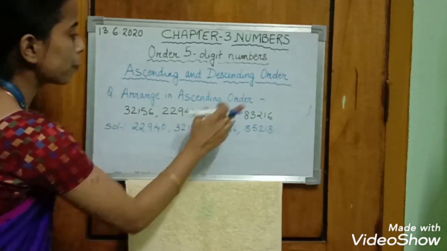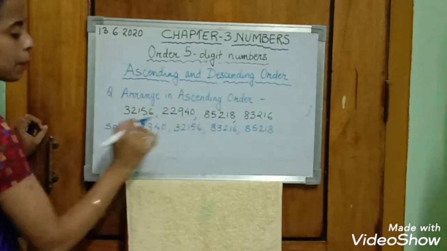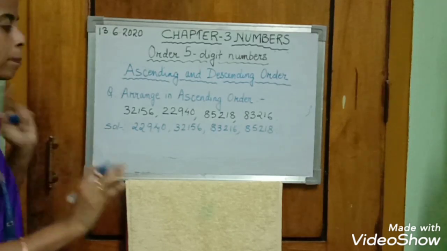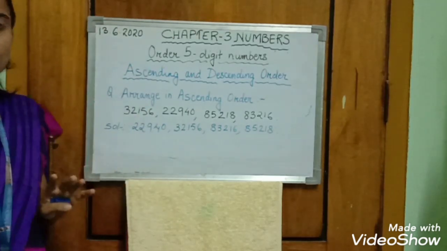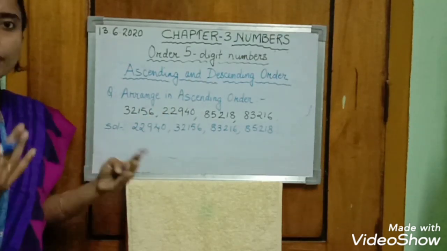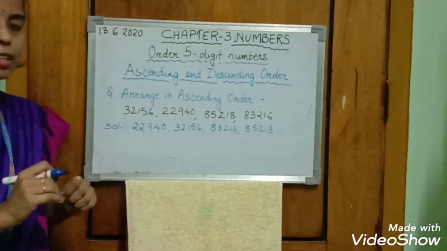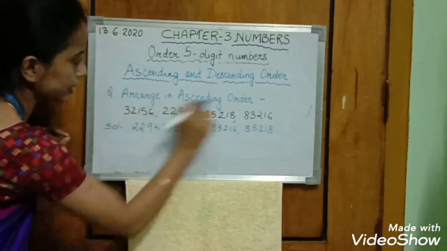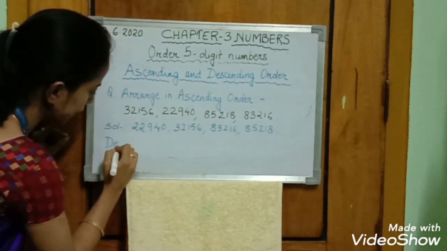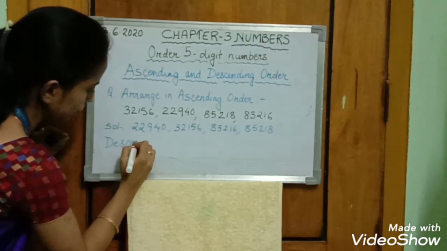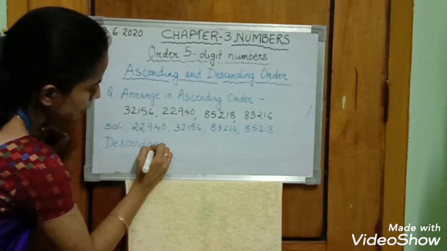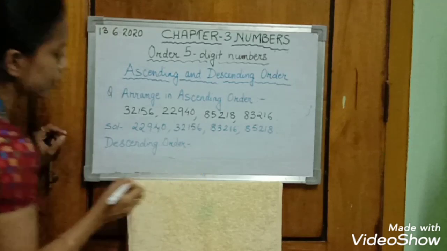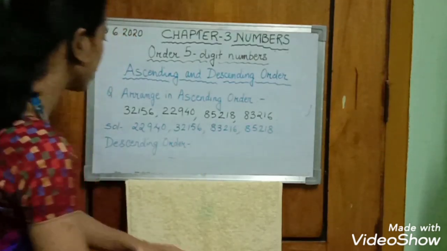Now, if I say these numbers, arrange them in a descending order. How will we do? We will do reverse. Descending order means numbers that are arranged from largest to the smallest, that are called descending order, or we call it decreasing order. Right? So let's write decreasing order, or we can say descending order. Right? These numbers, how will we write in descending order?